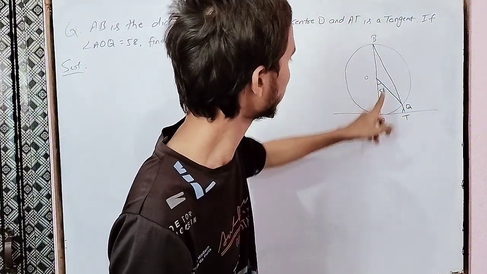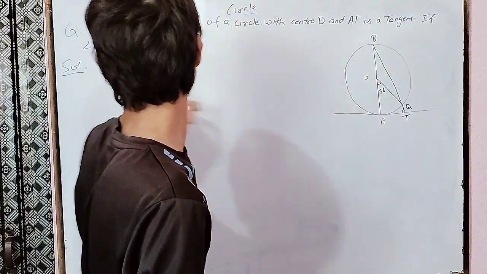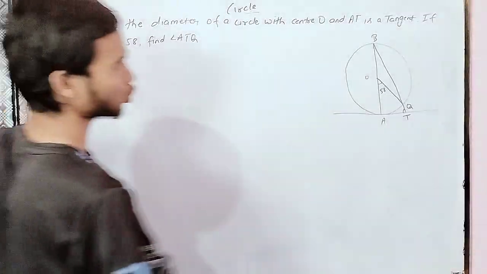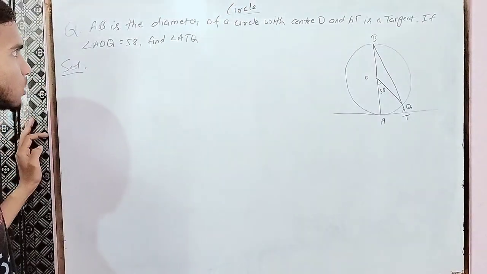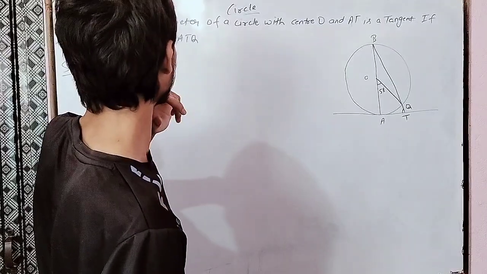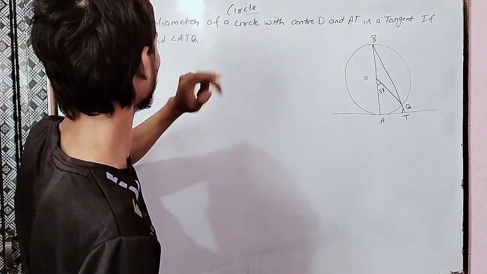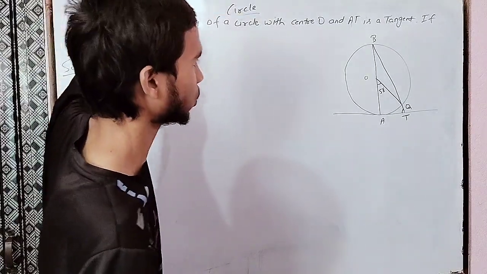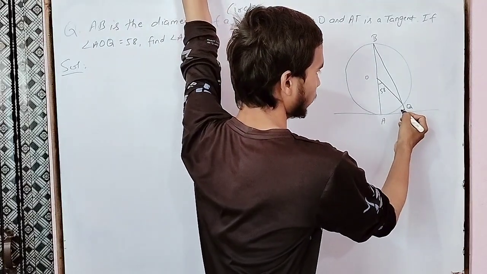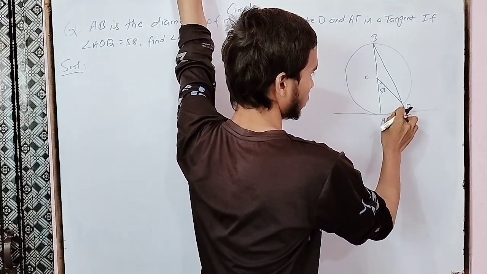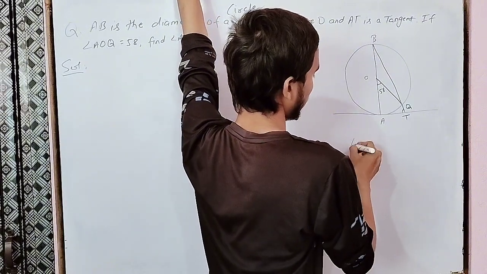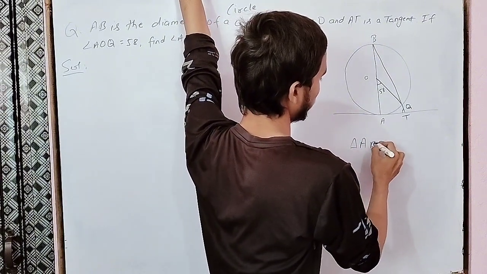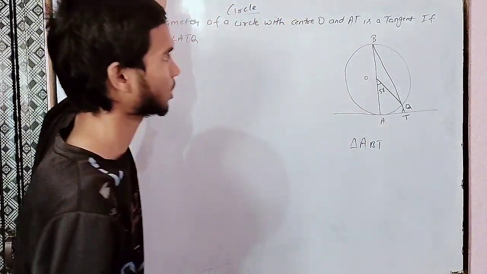So here AT is a tangent. If angle AOQ is given, which is 58 degrees, we have to find the angle ATQ. So ATQ, we have to find this. Okay. So here we have the triangle ABT, isn't it?